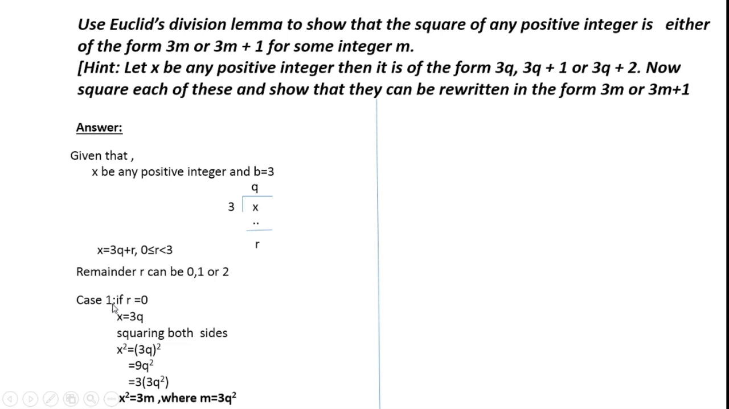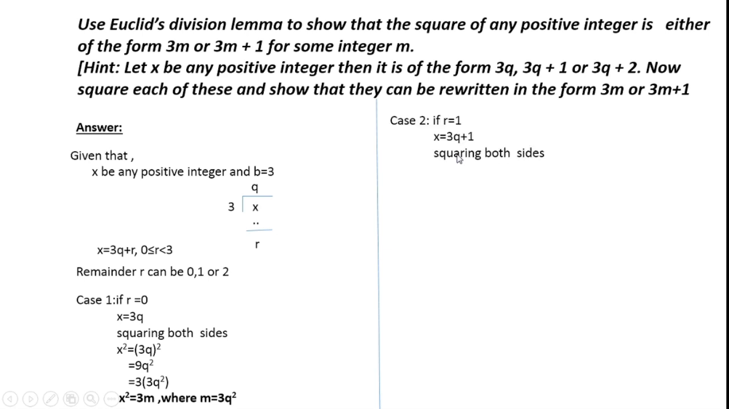The first possibility: if r equals 0, see here, instead of this r we are giving 0. Now x equals 3q. Squaring both sides, x square equals 3q whole square. What is 3 square? It is 9. q into q is q square, so 9q square. This 9q square we can write as 3 into 3q square. Let us consider this 3q square as m. Now we can write x square equals 3m.